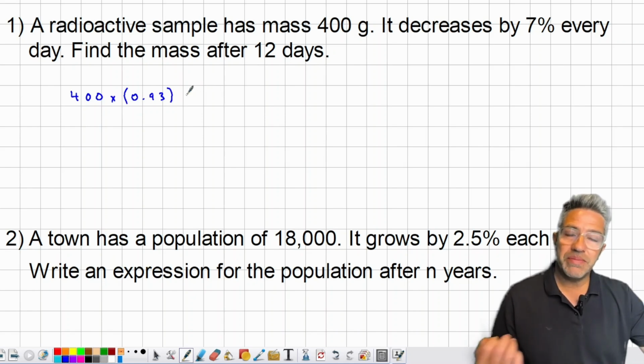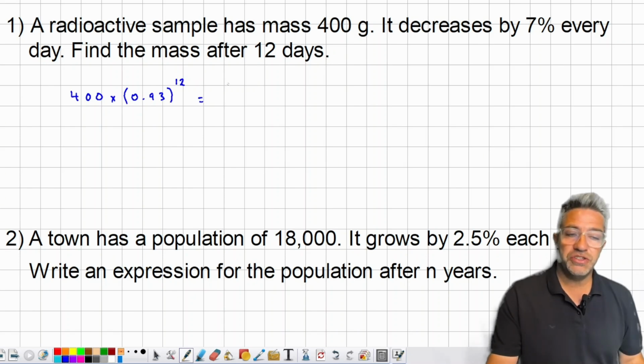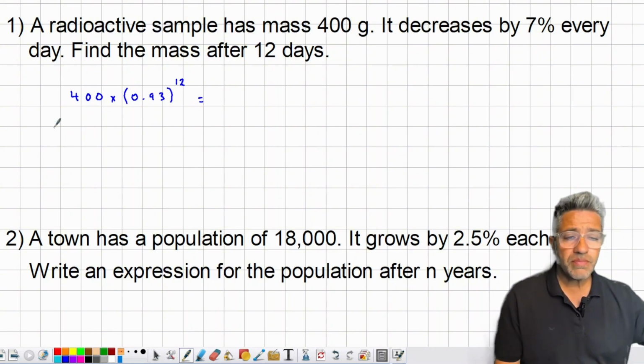And our time frame is measured in days. So that will be to the power 12. You'll certainly need use of a scientific calculator for this video. So let's type in 400 times, open brackets, 0.93 close brackets, to the power 12, execute. The mass after 12 days, 167. I always give my answer to 2 decimal places unless told otherwise. 0.44 grams.